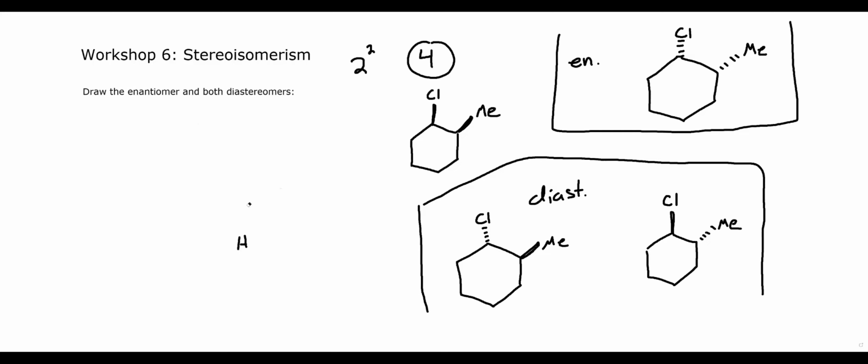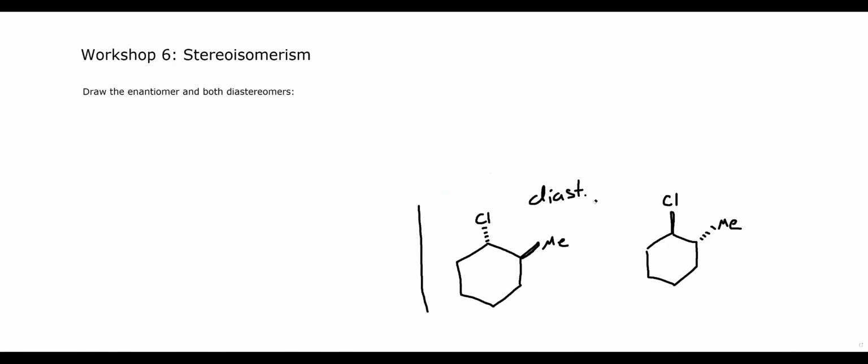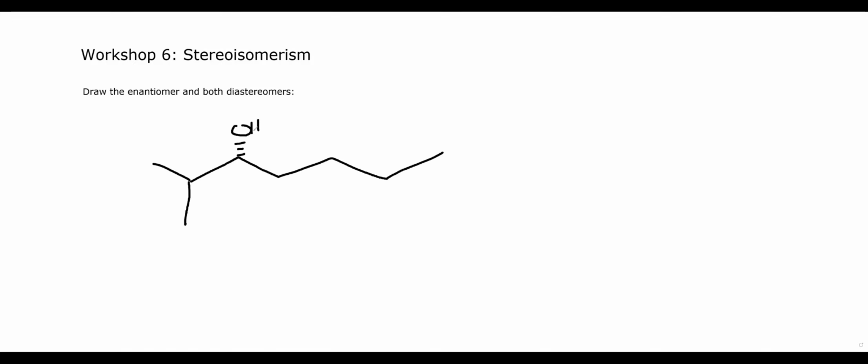What if we have this molecule here? Same question, different molecule. What if we have an OH and a methyl? Both hashes. Let's draw the enantiomer. The enantiomer of this molecule would be simply converting them both to wedges. OH, methyl.